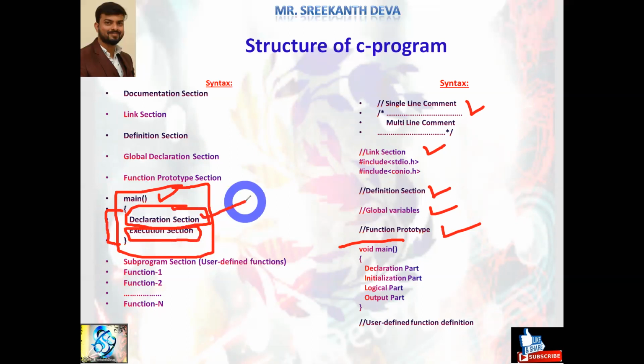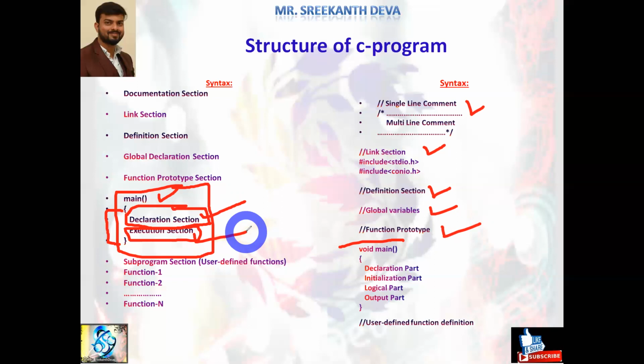In C language, before using any variables, they must be declared initially. Before utilizing any kind of variables, they must be declared at the beginning in the main function itself. That part is called declaration part or declaration section. After that, the second section consists what? Execution section. There we may initialize it, we may write the logical part, and we may execute it.